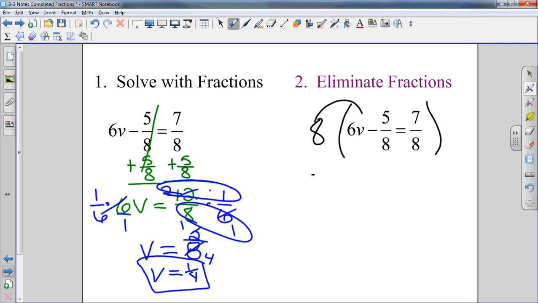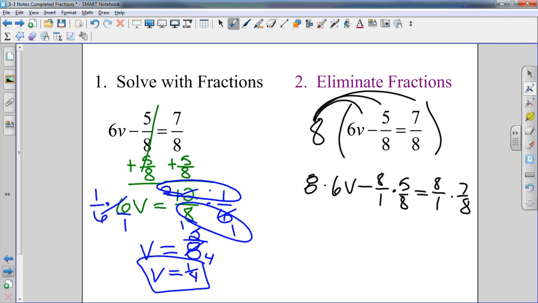So I'm going to go 8/1, or this time I don't have to put 8/1. Because I don't have a fraction, I'm going to put 8/1. It's just 8 times 6b, minus 8/1 times 5/8 equals 8/1 times 7/8. I'm going to highlight those 8s so you see that I put them into every term.